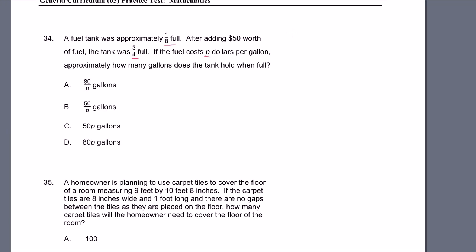So 50 divided by P gallons took us from 1/8 to 3/4 full of a tank. So how much did it add? We went from 1/8 of a tank to 3/4. So how much did we add? If we just take the difference between the two, we can rewrite 3/4 as 6/8 minus 1/8 equal to 5/8. So we added 5/8 of a tank.